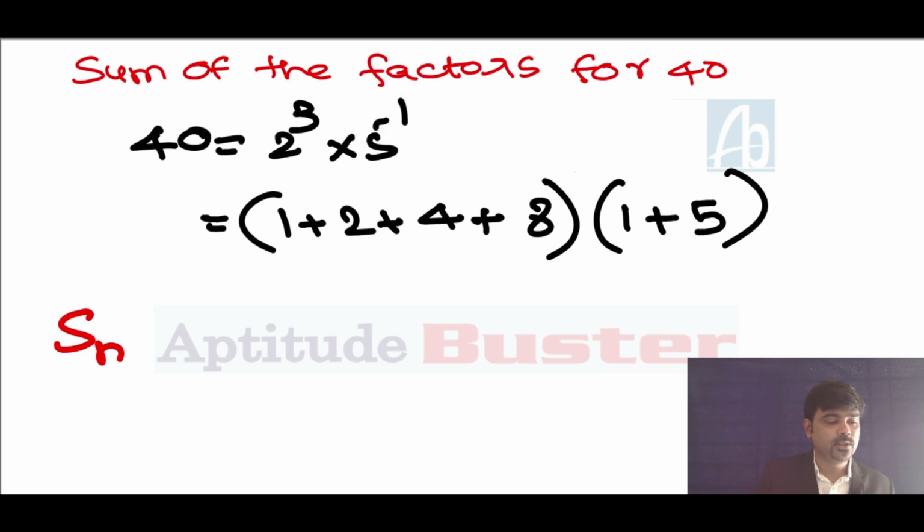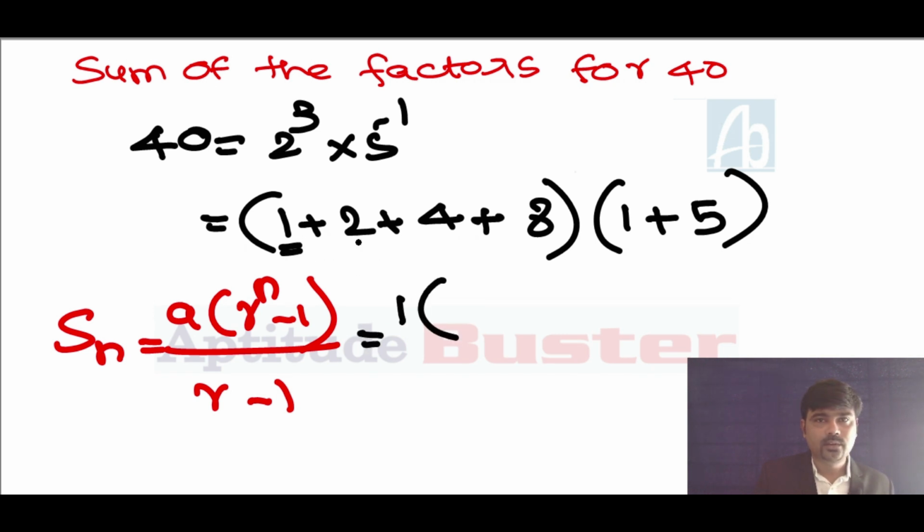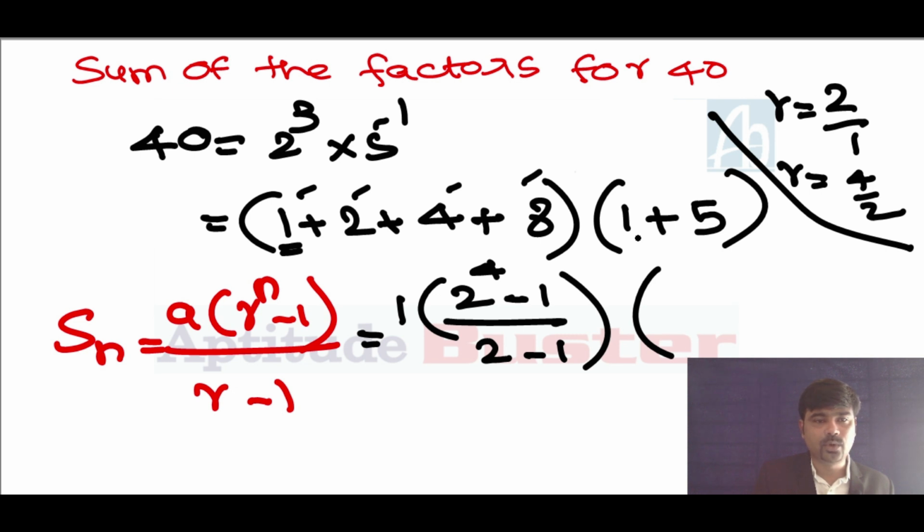So the GP formula: Sn equals a into r power n minus 1, divided by r minus 1. The value of a is 1, and r is always the second term divided by the first term. So r equals 2 divided by 1, or 4 divided by 2. Both are the same. The number of terms is 4: 1, 2, 3, 4. So 4 minus 1 divided by 2 minus 1, into, here also the value of a is 1 and r is 5, the number of terms is 2, so 2 minus 1 divided by 5 minus 1.